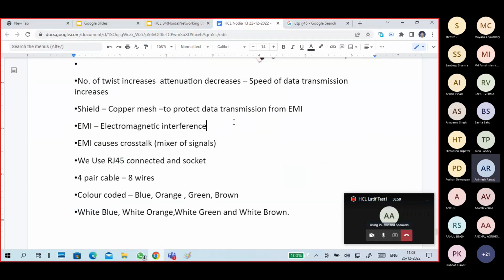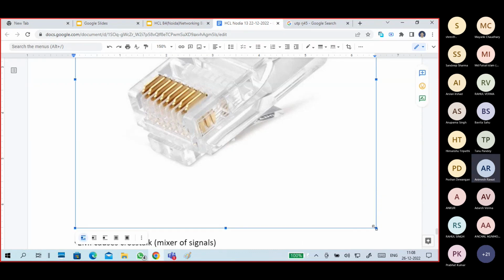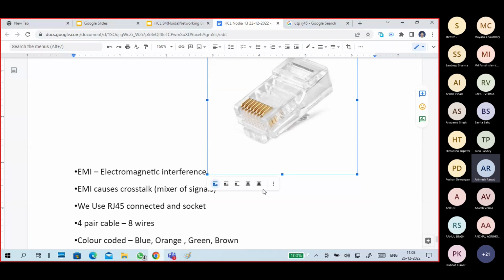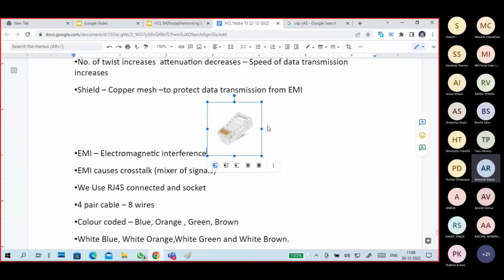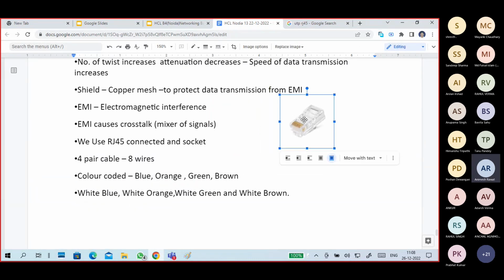Sir, I have a question, sir. Yeah, tell me. Sir, are there any devices which use coaxial cable or twisted pair cable? Like both the cables are made for different, particular devices.